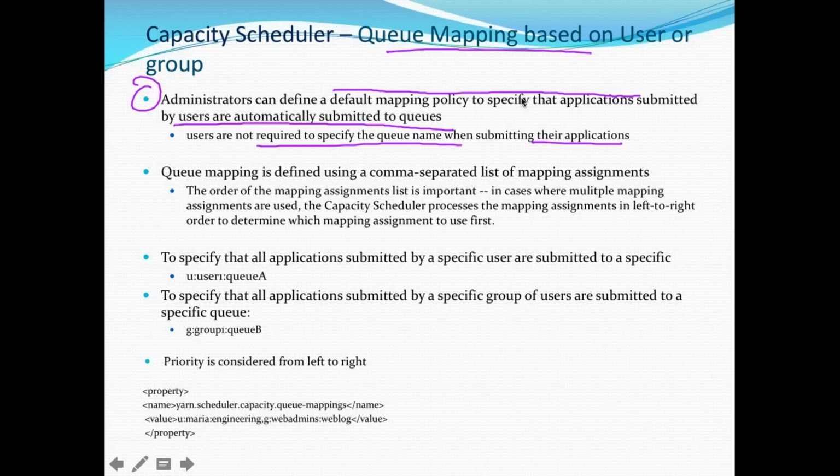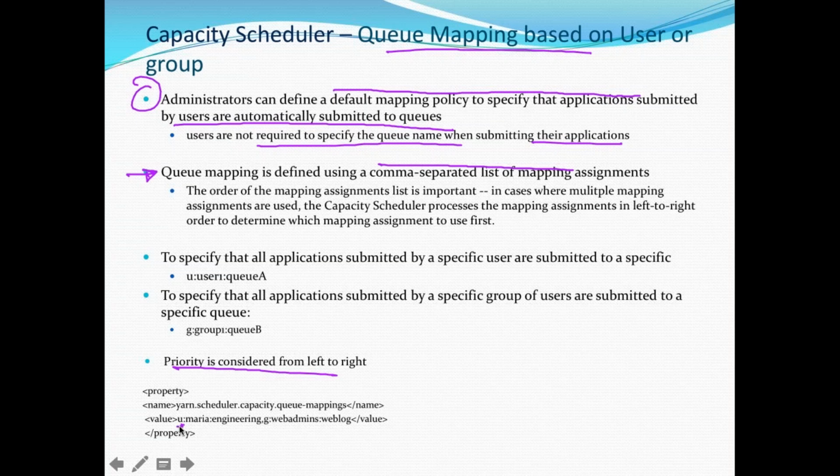Now once we provide queues and everything, then we have to actually give the queue name on which we want to submit the job. In some cases I don't want to give the queue name, then I have to provide the mapping. Queue mapping is defined using a comma separated list of mapping assignments. Here priority is considered from left to right. So, yarn scheduler capacity queue mappings.